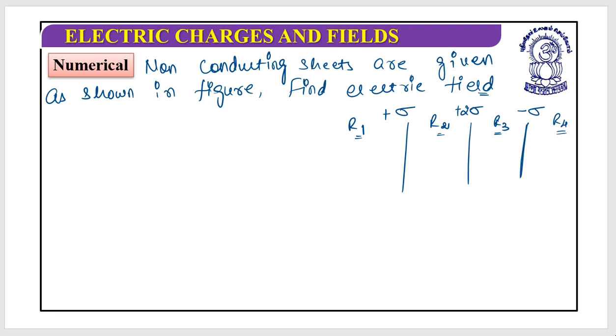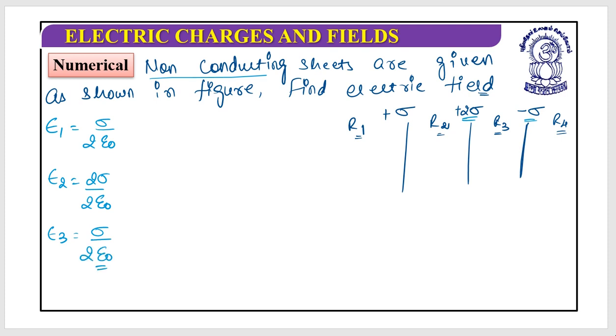Now what is the first task? First task is to write the magnitude of electric field, E1. It's a non-conducting kind of sheet, so that would be equal to sigma by 2 epsilon naught. E2, it is by default 2 sigma, so this is 2 sigma by 2 epsilon naught. Don't cut it down, do it as it is. And next E3, it's a minus sigma, so the magnitude would be sigma by 2 epsilon naught, and nothing will be changed. Have you done up to this?